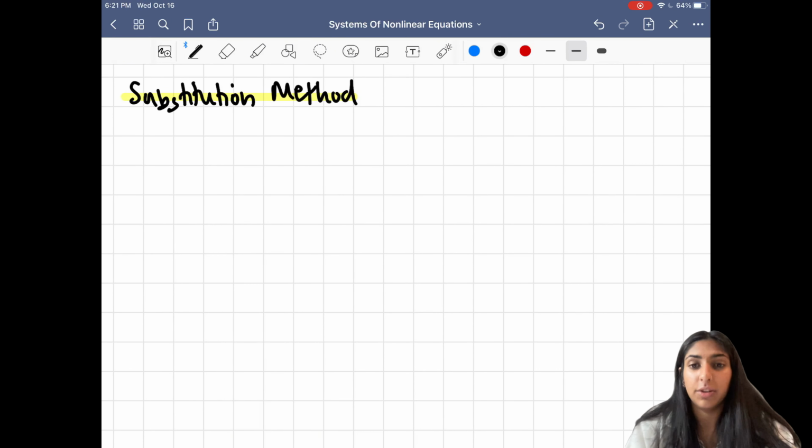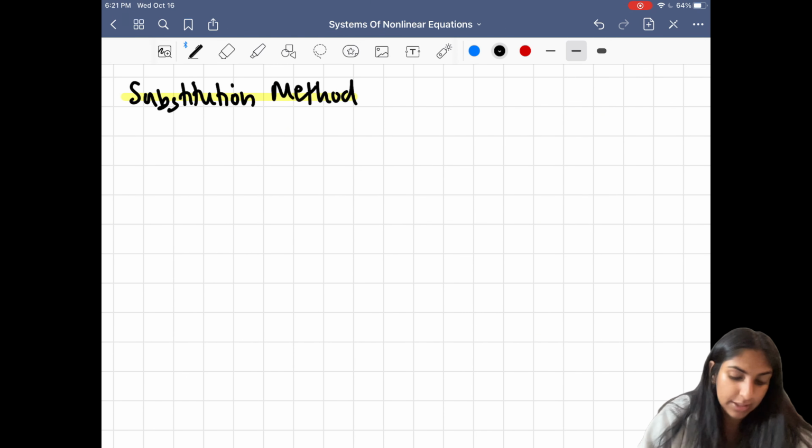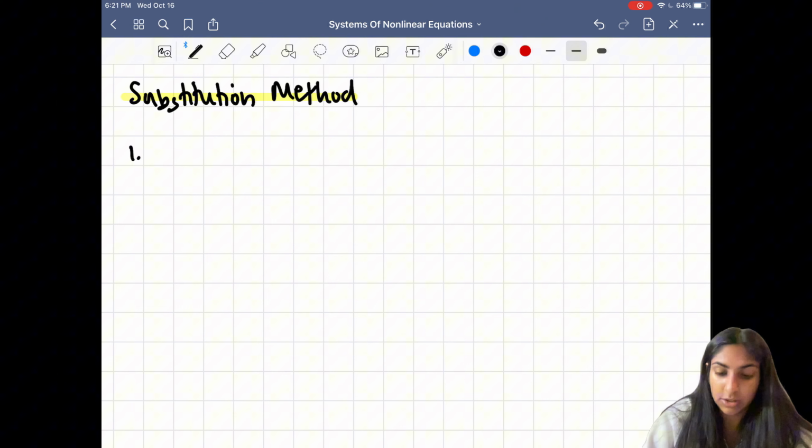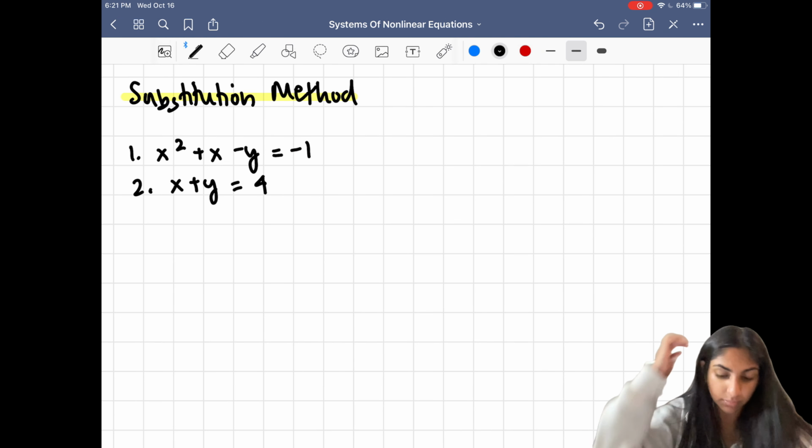Okay, so next we're going to look at solving by substitution. So this involves solving one equation for one variable and substituting it into the other equation. So let's look at an example. Let's say we have a system of equations where the first equation is x squared plus x minus y equals negative 1, and the second equation is x plus y equals 4.